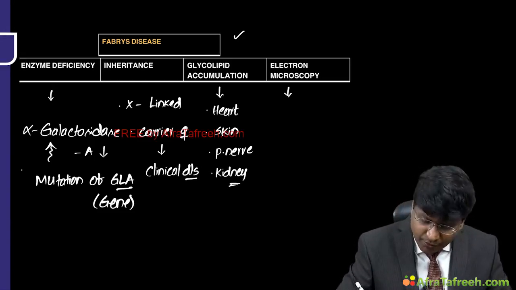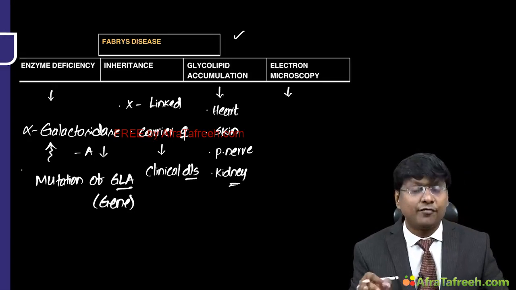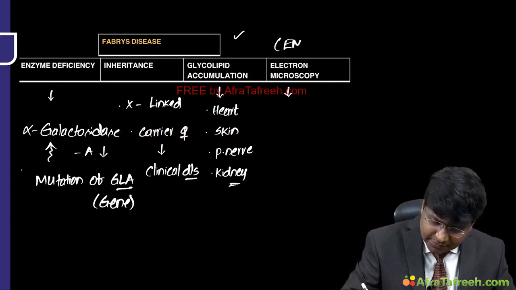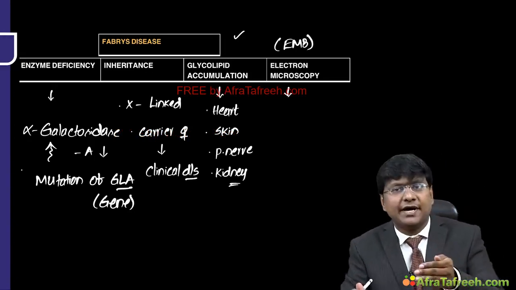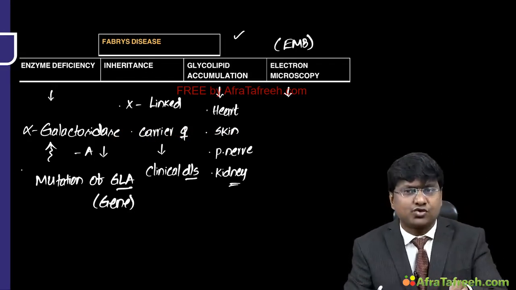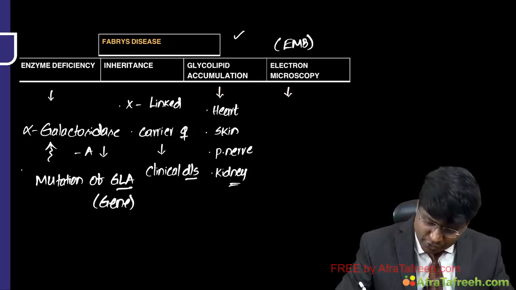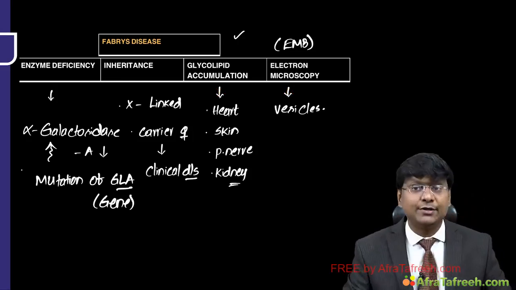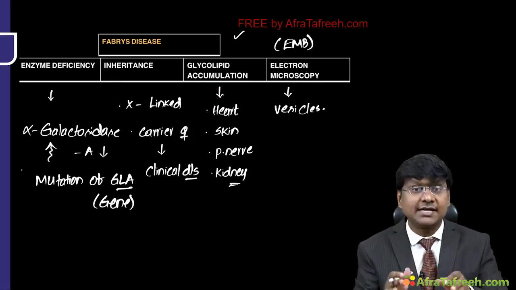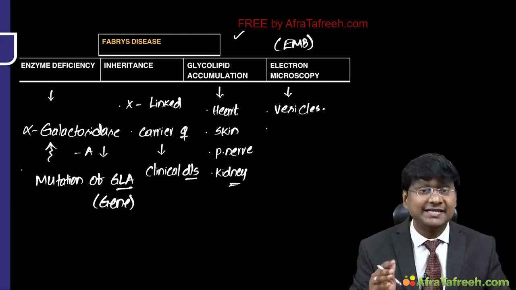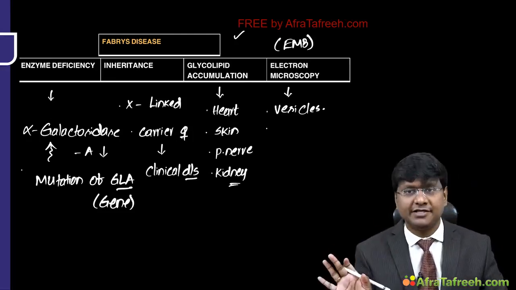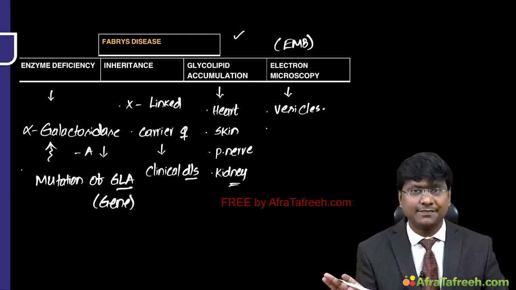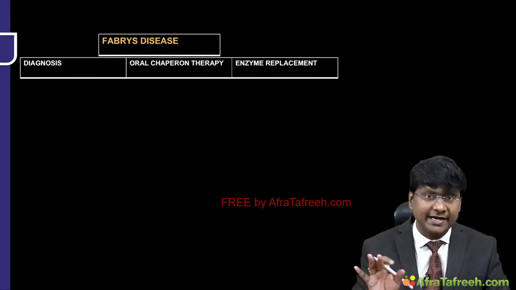Now when you do an endomyocardial biopsy and observe it under the electron microscope, that will show the presence of vesicles containing concentric or lamellar figures. So vesicles are what you see in the endomyocardial biopsy. That is how you can diagnose.